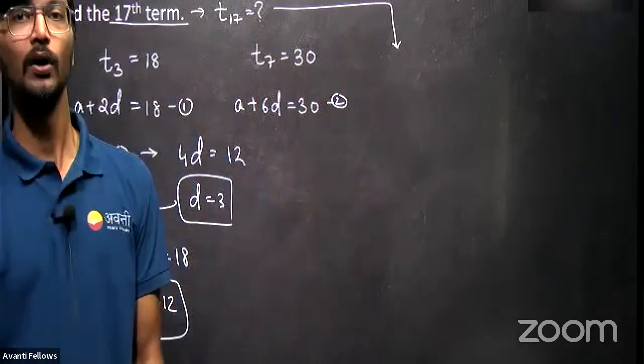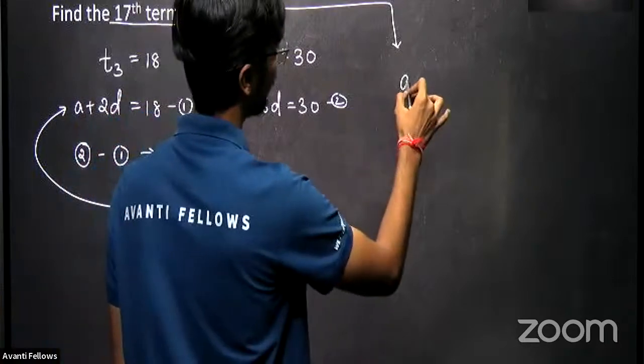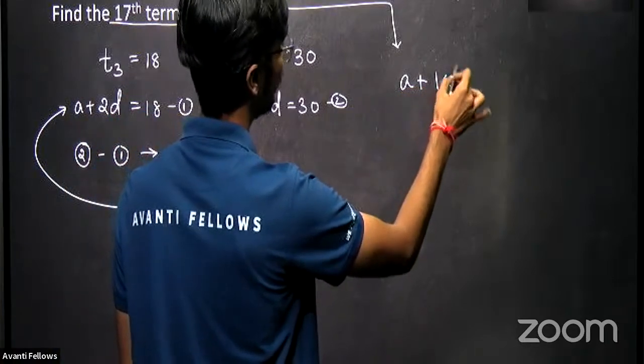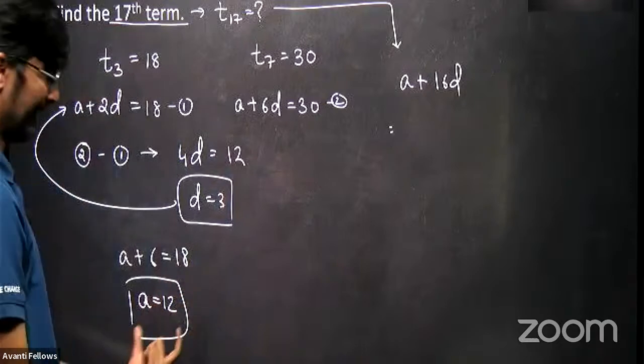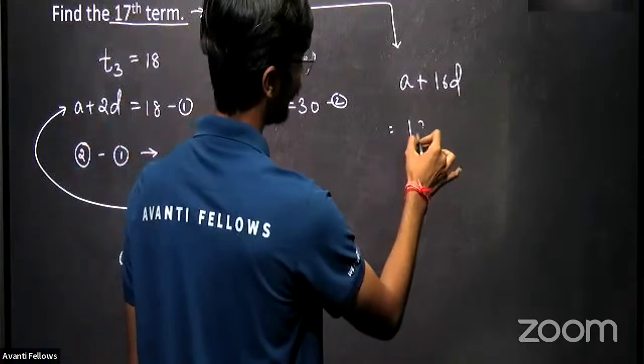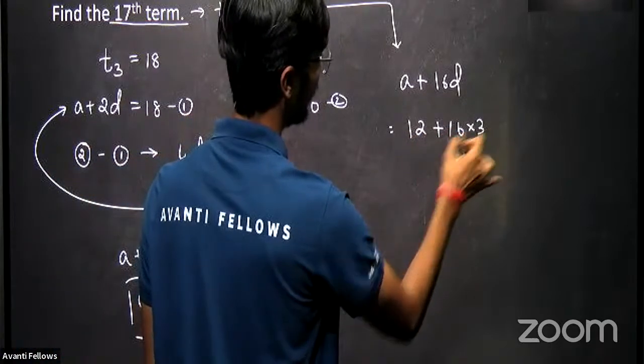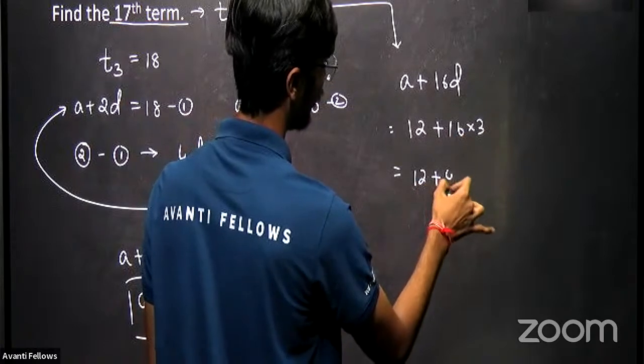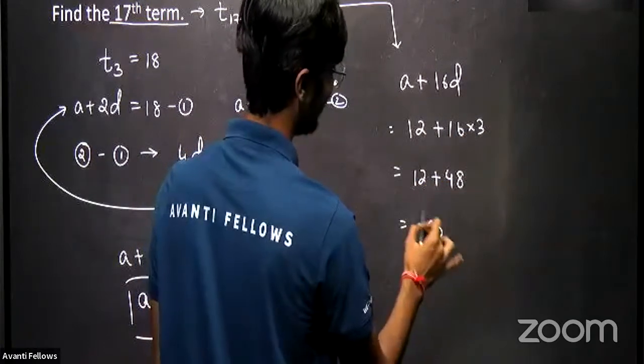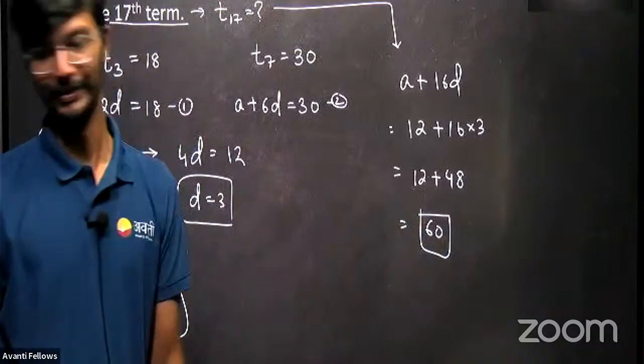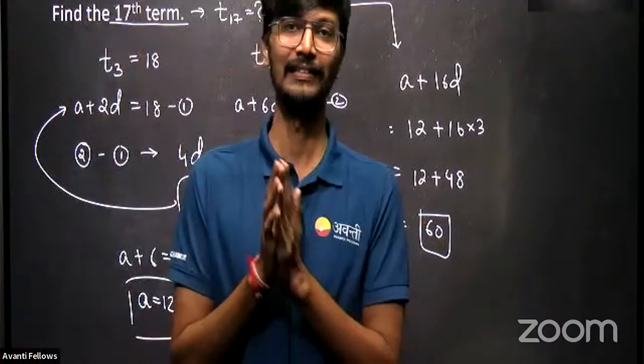What is the formula for T17? It is A plus 16 into D. What is A? A is 12, D is 3. So 12 plus 16 into 3, which means 12 plus 48. I hope it is clear. Answer is 60. So this was a very basic question asked in NCERT.